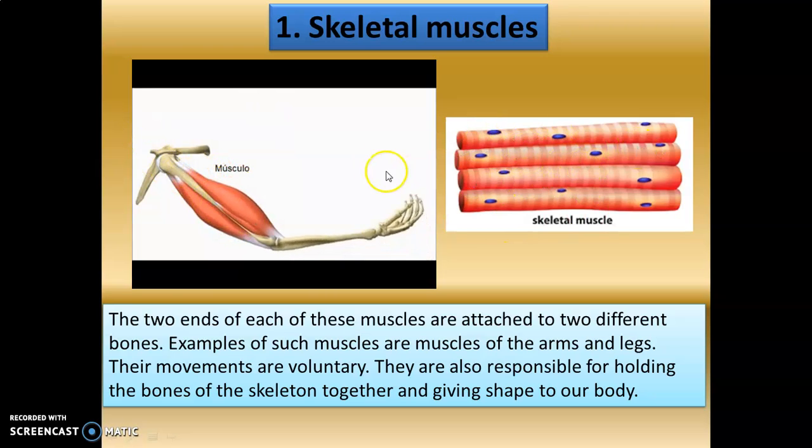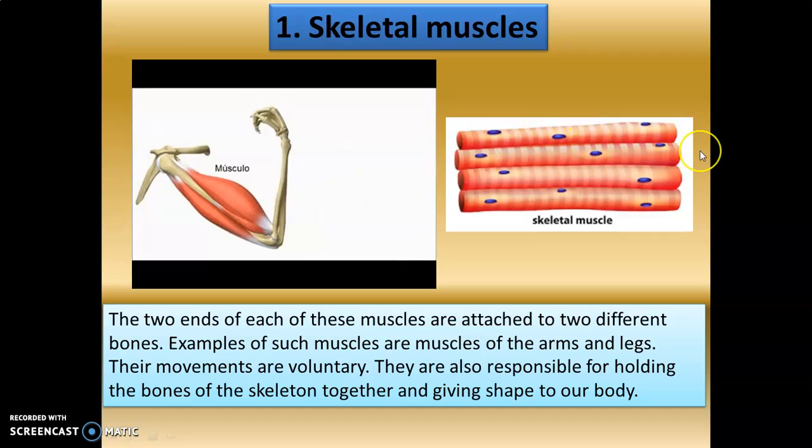Here is the diagram and this is how it actually looks. It looks like a bundle of lines or a bundle of sticks that are connected together. Examples of such muscles are the muscles of the arms and legs. Their movements are voluntary. We already discussed voluntary movements, and they are also responsible for holding the bones of the skeleton together and giving shape to our body.